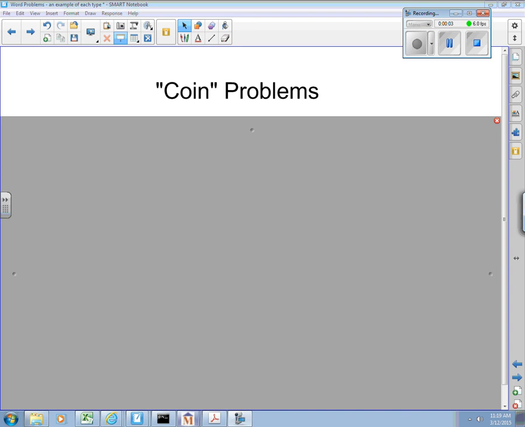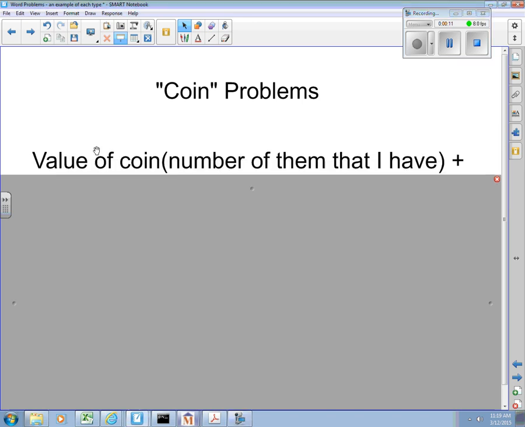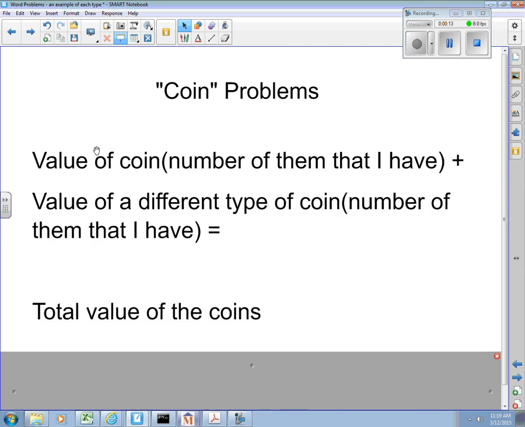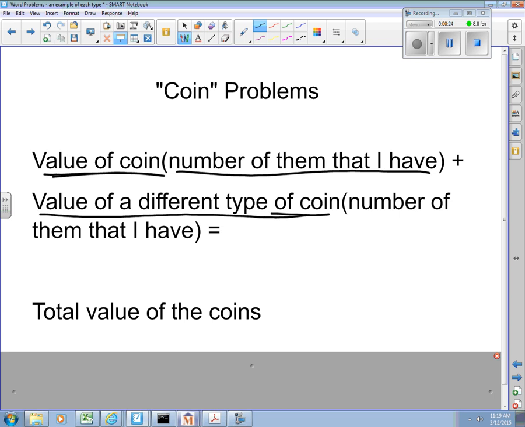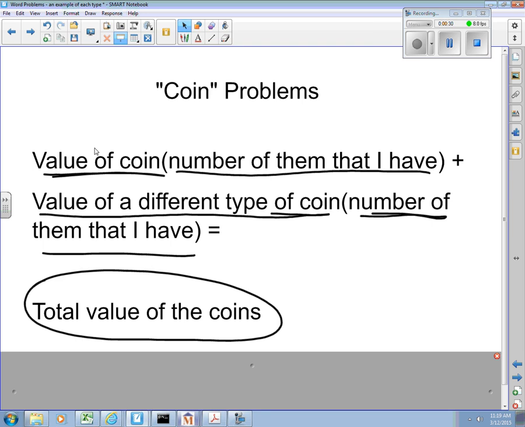Okay, today's lesson, guys, is we're going to take a look at coin problems, another type of problem that gets you a type 3 or 4 linear equation. All coin problems basically look the same. They have this format. You end up where you have to multiply the value of a coin by the number of that coin that you have, and then add it to the value of a different type of coin times the number of that type of coin that you have. And all of that's always going to equal how much the total value of the coins is.